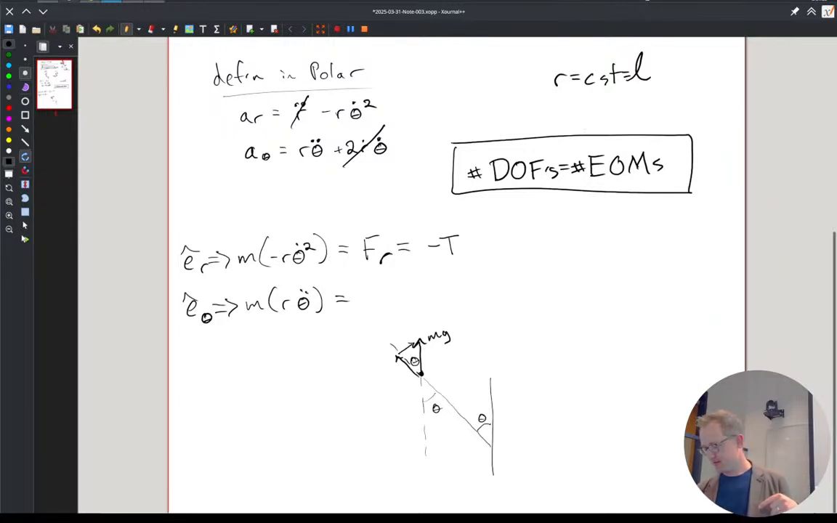Mg cosine. Is it trying to increase the radius or decrease the radius? Increase the radius, decrease the theta. But it's trying to decrease theta. Okay, nice. All right, so this one's going to be plus mg cosine theta, and then this will be a negative mg sine theta. How's that feel? So far, seems right. Seems like we're doing something right.